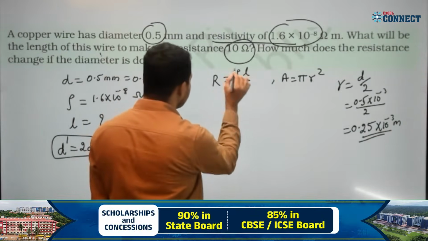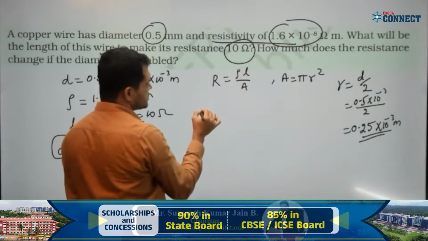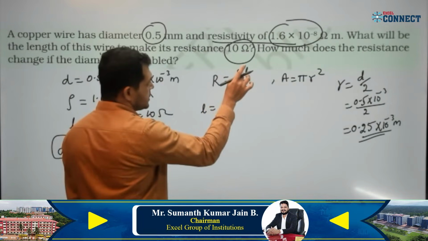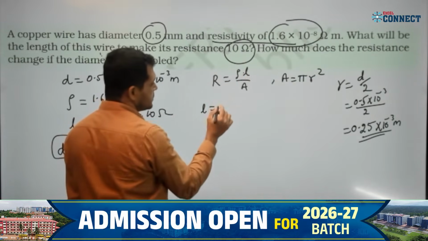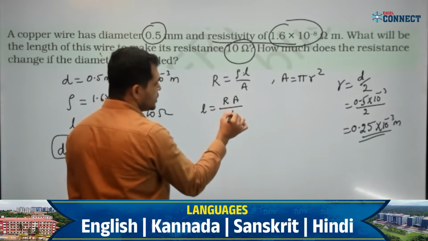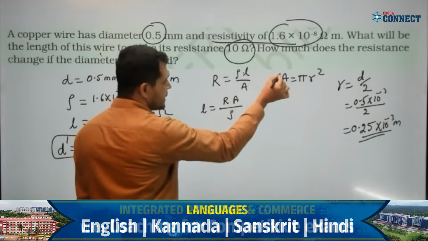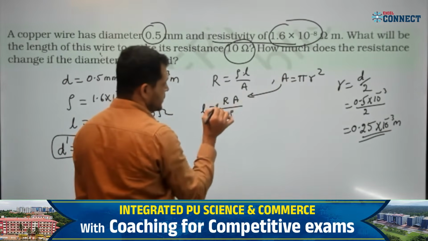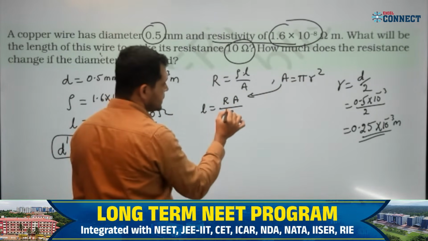I have to find the length. I will rearrange this first. L equals, rearranging, R into area divided by rho. Area is pi r square. I'll substitute directly.